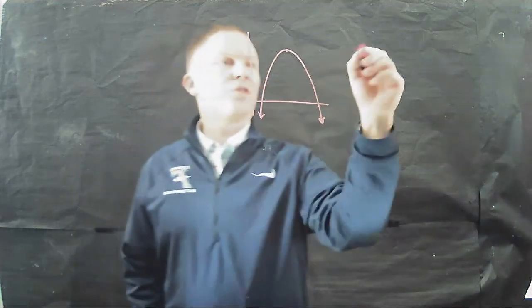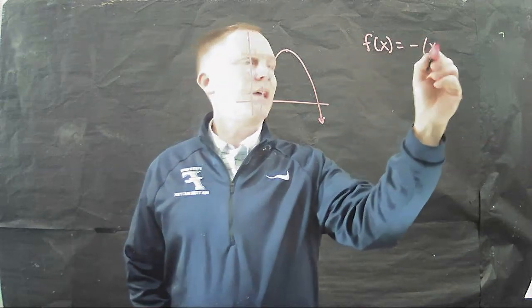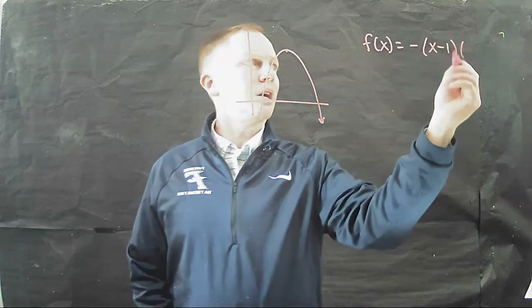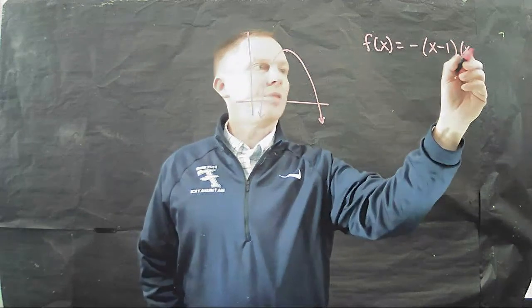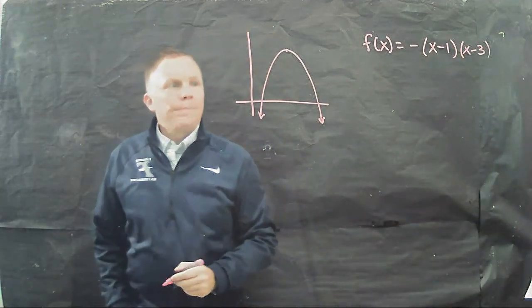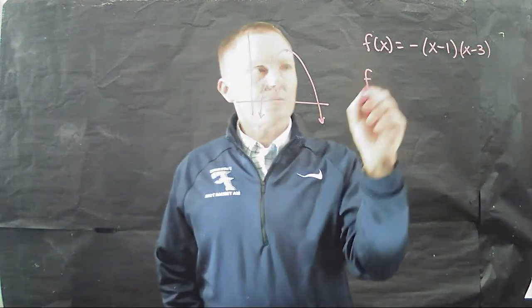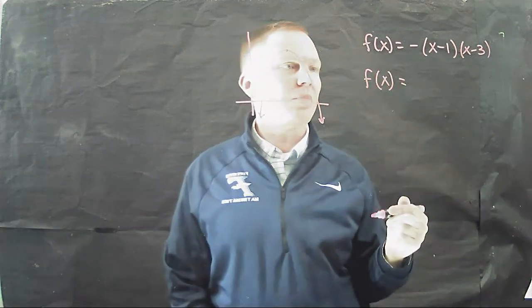So I'm going to give this function a rule. I'm going to say this function is negative x minus 1 times x minus 3. Okay? So let's go through this process that we just did a minute ago.